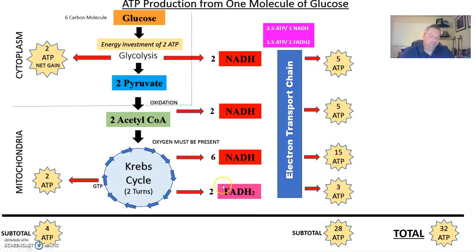15 ATP. The 2 FADH2 from the Krebs cycle provide us 3. So it was 2 multiplied by the 1.5, providing us 3 ATP. This all adds up to 28 ATP and another subtotal. So we add our subtotals together and we come up with 32 ATP. So there's 32 ATP produced from 1 molecule of glucose.